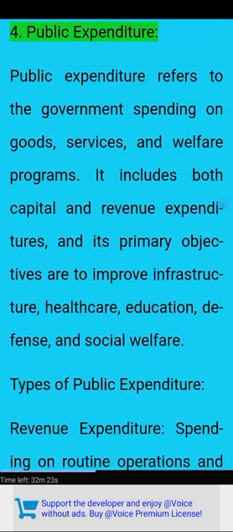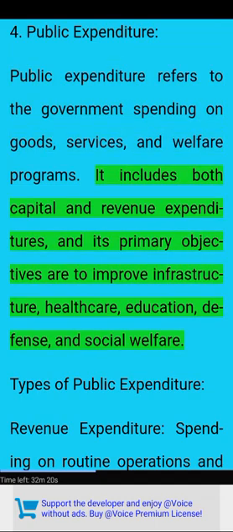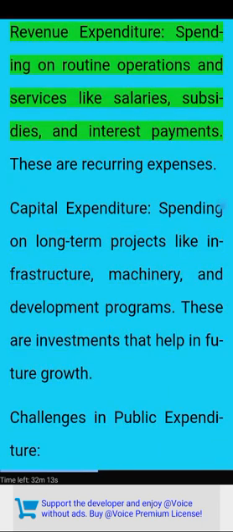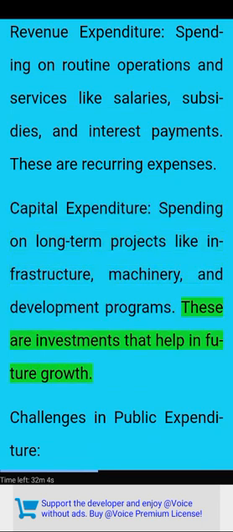4. Public expenditure. Public expenditure refers to the government spending on goods, services, and welfare programs. It includes both capital and revenue expenditures, and its primary objectives are to improve infrastructure, healthcare, education, defense, and social welfare. Types of public expenditure. Revenue expenditure, spending on routine operations and services like salaries, subsidies, and interest payments. These are recurring expenses. Capital expenditure, spending on long-term projects like infrastructure, machinery, and development programs. These are investments that help in future growth.